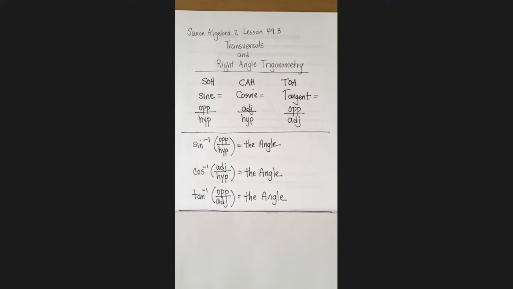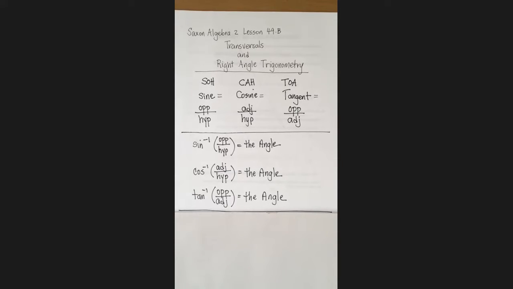And the same goes for the tangent to the minus 1. These on our calculators are usually in small yellow print above the sine, cosine, tangent button, and there's a yellow button that gets you that second function. So you press your yellow button and you press your tangent, and you get your tangent to the minus 1. You put in your opposite value divided by your adjacent value, and your calculator will tell you the angle. Now, we don't need this information for the problems in lesson 49b, but it's always good to review.